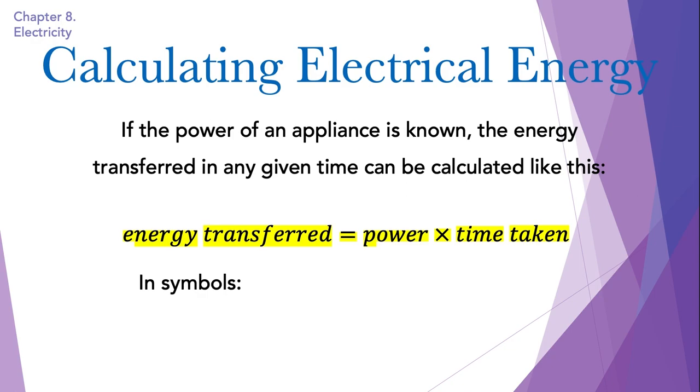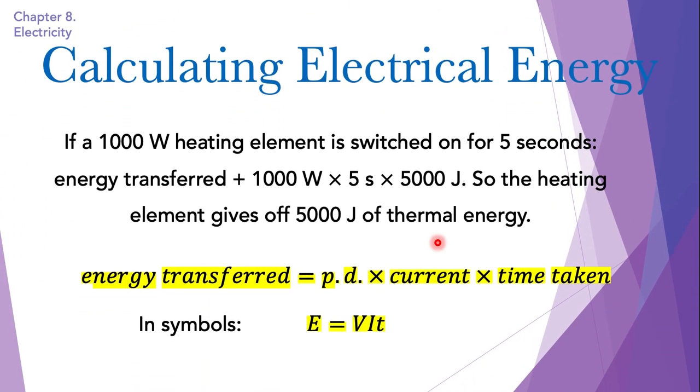If the power of an appliance is known, the energy transferred in any given time can be calculated using this equation: energy transferred is equal to power times time taken. You can also write it like this: energy transferred is equal to potential difference times current times time taken. Potential difference times current is basically the equation for power. Power is equal to potential difference times current. So when we multiply both values by the time taken, we get the energy transferred. In symbols, we write it as E = VIt.